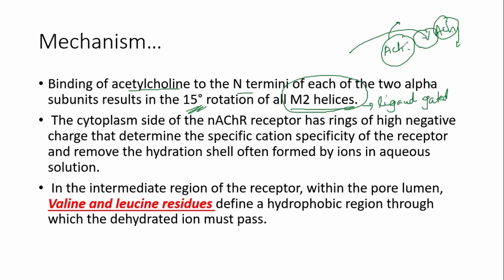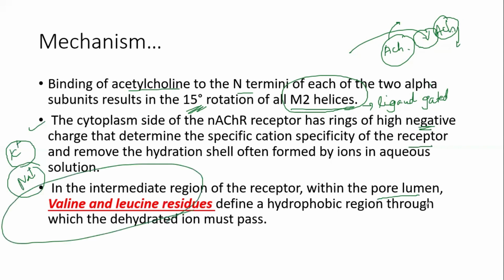So the cytoplasm side of the receptor has rings of high negative charge, which determine the cation specificity of the receptor and remove the hydration shell often found around the ions in aqueous solution. As we saw last time, if it is K plus it will have its own hydration shell, and if it is Na plus it will have its own hydration shell, right? So depending on which ions it is responsible for, amino acids with negative charge will be present. Now in the intermediate region of the receptor within the pore lumen, valine and leucine residues, this is important, define a hydrophobic region through which the dehydrated ion is going to pass. So to remove the hydration shell of the cations you need negative amino acids, and then at the center, where only the ions are present without any hydration shell, valine and leucine help them pass through the channel.